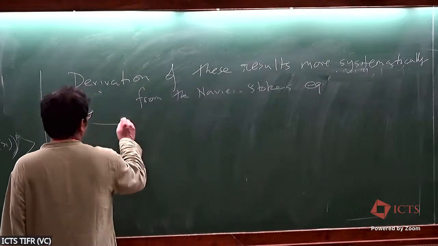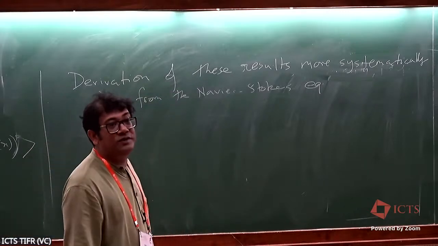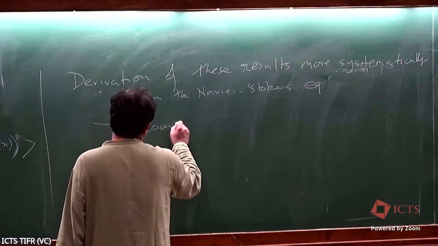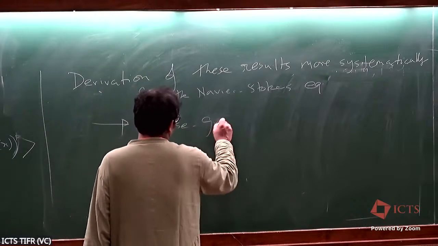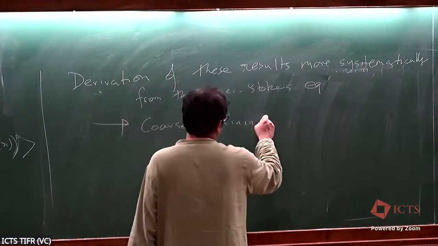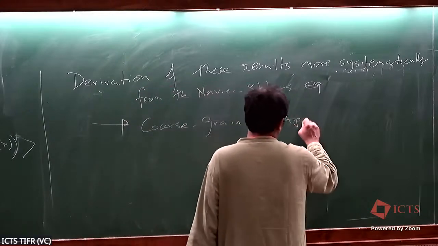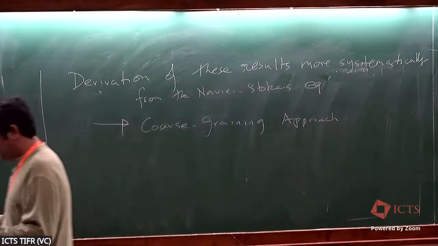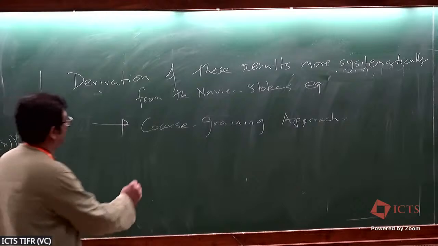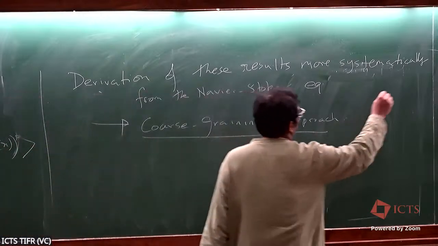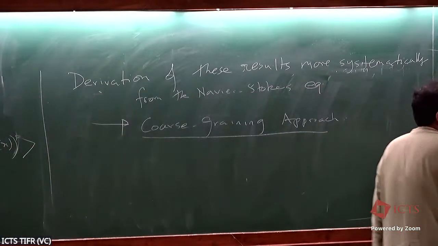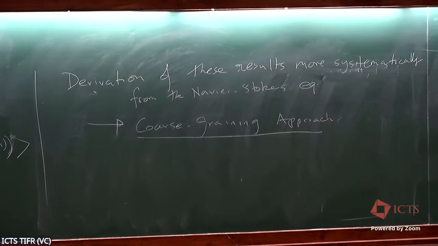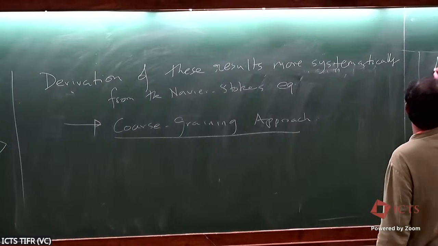So what we will do is something that is routinely used in statistical physics. We will use a kind of coarse graining approach. Before we lay it out, let me make some definitions first. So what we will use a lot is a filter.